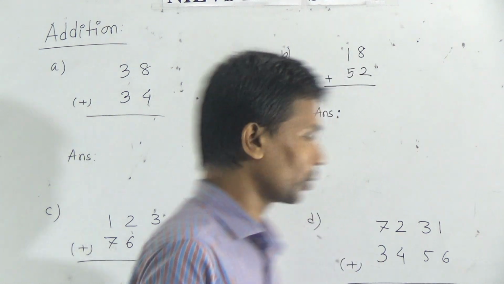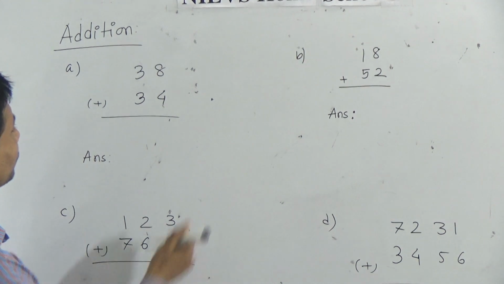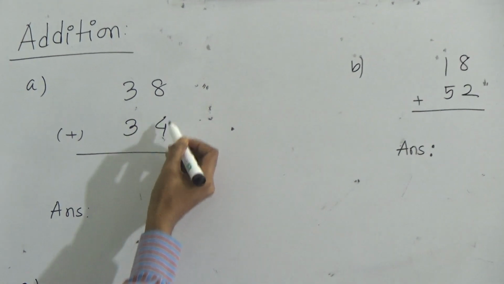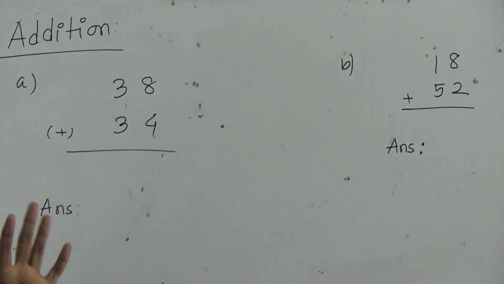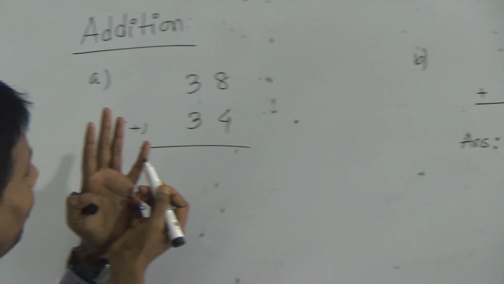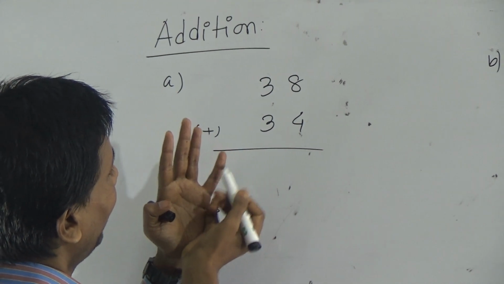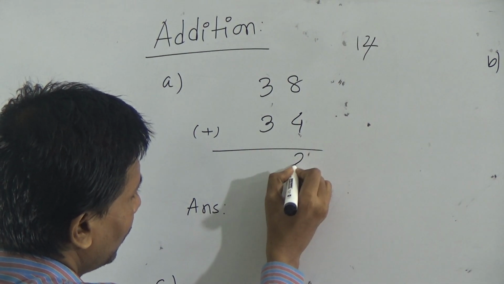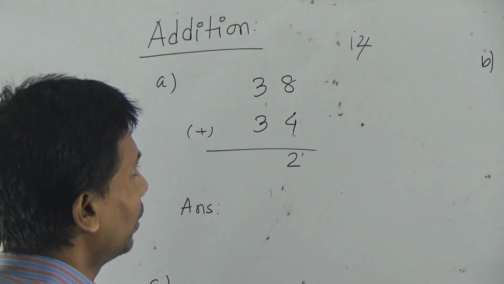Now you see the A number question. 8 plus 4. You have to add 8 plus 4. What is 8? This is 8 and you have to add 4. 8, 9, 10, 11, 12. That means this is 12. Write these two here, and you have 1 in your hand.